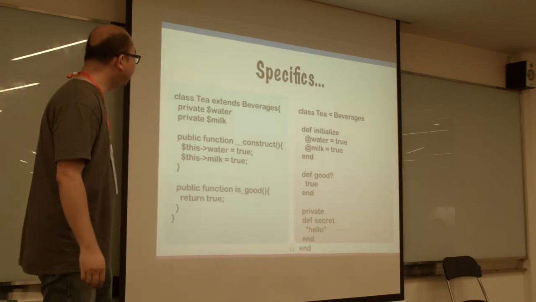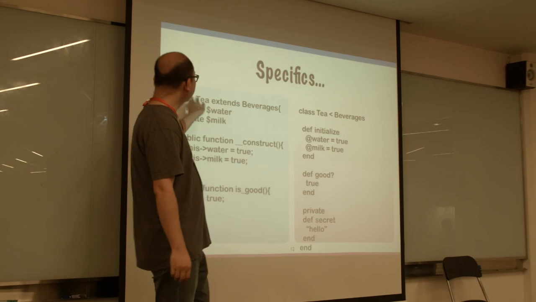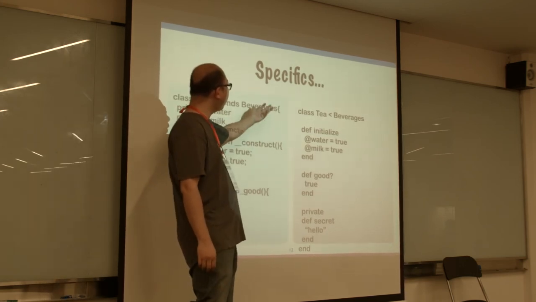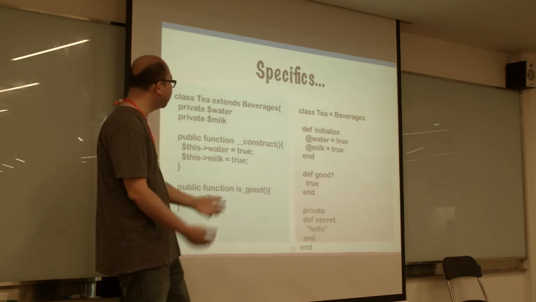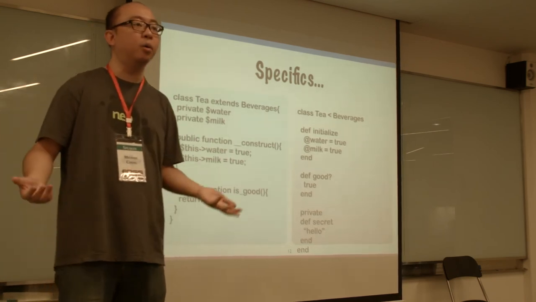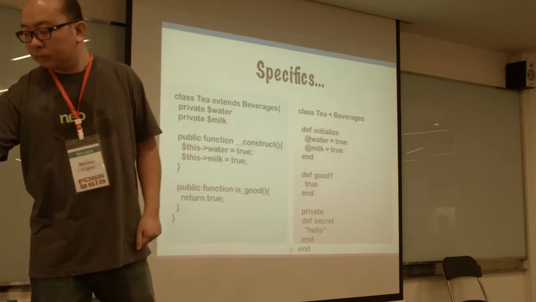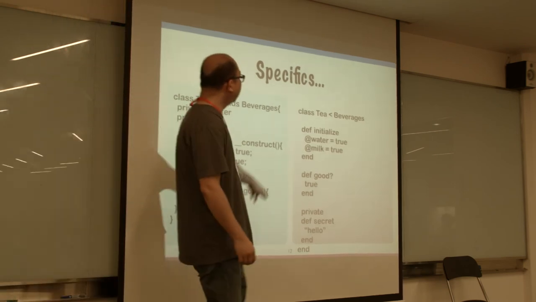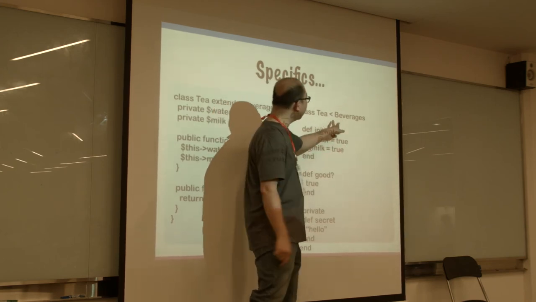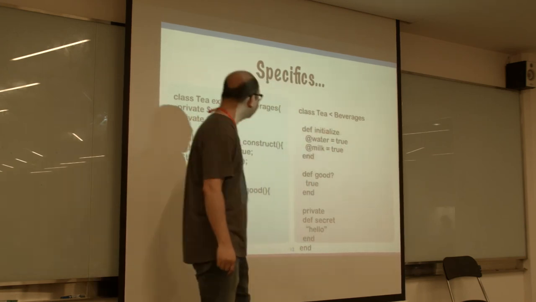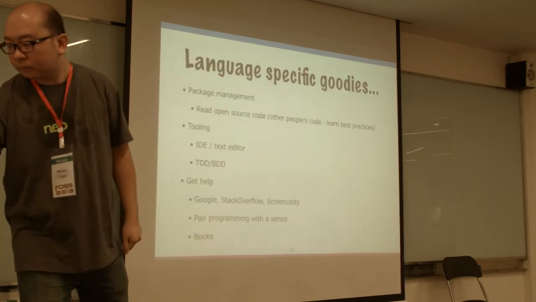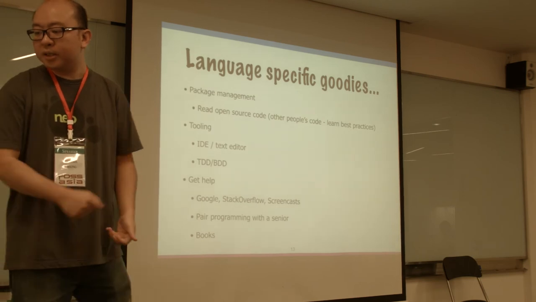More specifics. In PHP, this is how they do classes. So this class extends the parent class, so there's inheritance involved. It's about learning all these concepts in different programming languages, how you do OOP. In Ruby, the less than sign basically represents inheritance as well. Okay, some more language-specific goodies.